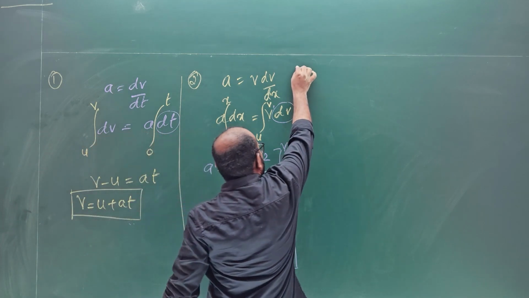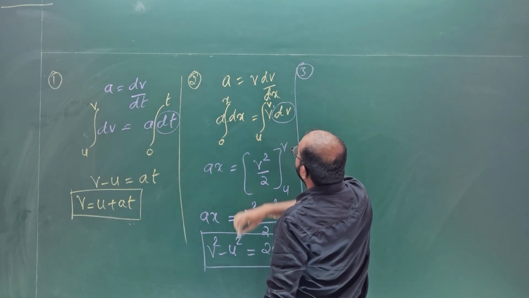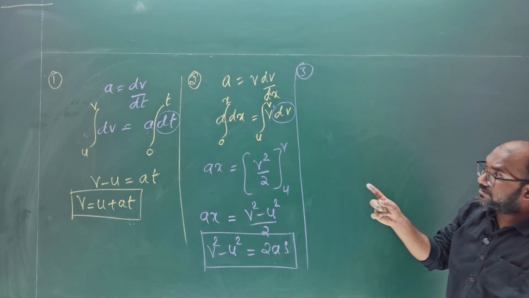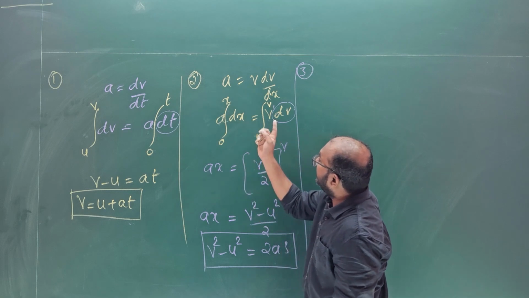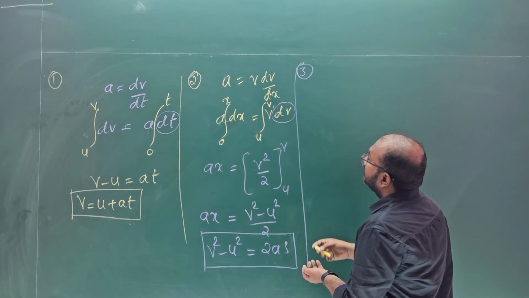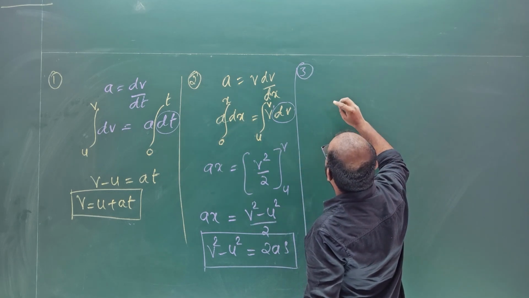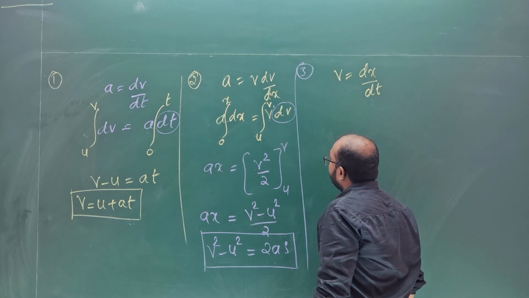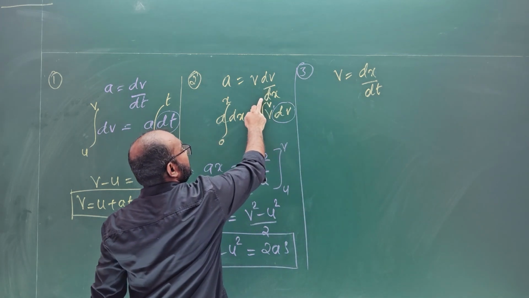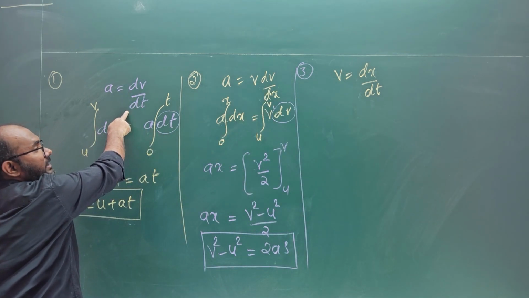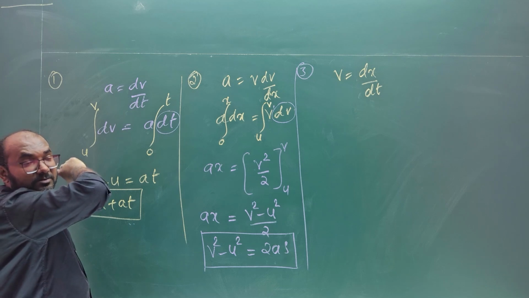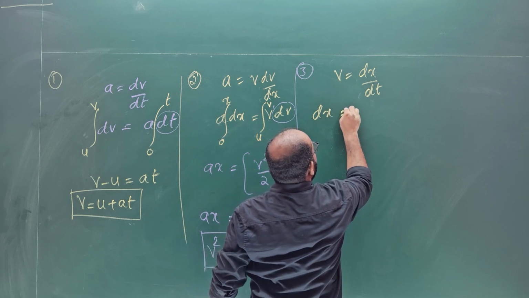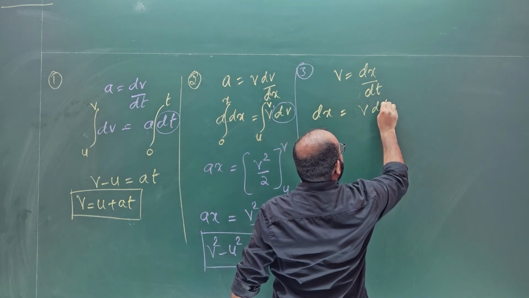Okay, then the third one. Again acceleration, how are we deriving it? We have taken acceleration as constant. Again, the third one, how to find it? So v is equal to dx upon dt. x is a function of time t, v is a function of t. Got my point? Yesterday we were doing that only, na? Now this can be written as dx is equal to v dt.